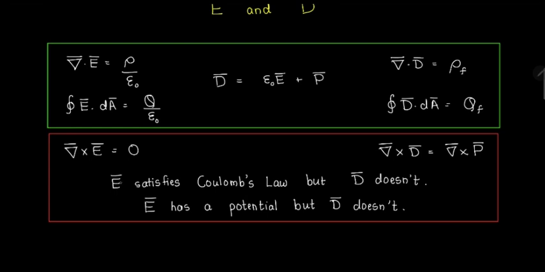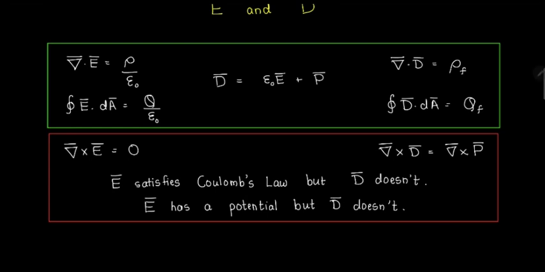I can write this electric field as 1 by 4 pi epsilon naught q by r square, Coulomb's law, but D will not satisfy Coulomb's law, that is not valid. The other difference is this one. There is some potential, in the sense there is some scalar field associated with this vector field. There is no potential for D bar.